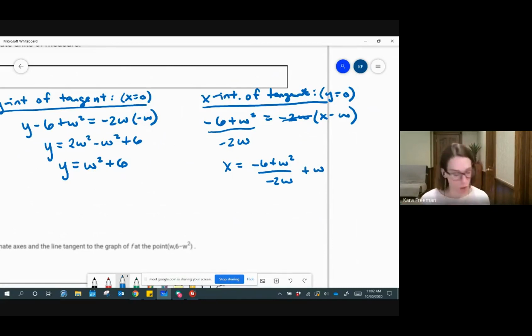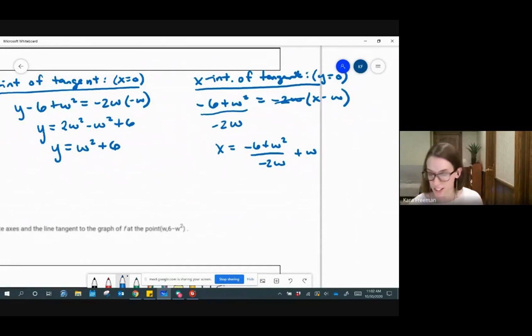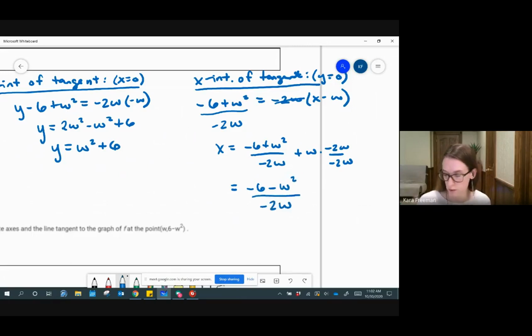Now that's kind of nasty, this whole problem's kind of nasty, but I would get a common denominator of negative 2w, so I'd multiply this by negative 2w. So negative 2w squared. So you get negative 6 minus w squared over negative 2w. And I would make this even simpler. Can I just factor out a negative since they all have a negative? So I'd make this w squared plus 6 over 2w.